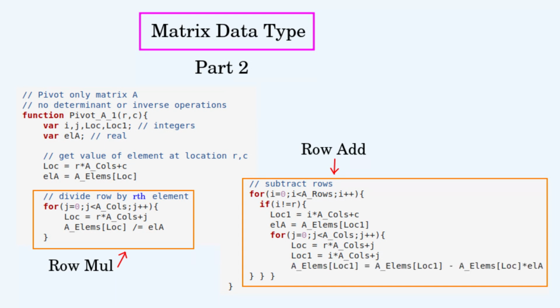And finally, we'll perform this numerical operation, which acts to subtract a multiple of this row from all the other rows in the matrix, one element at a time. The result being a matrix with the element at R, C being equal to 1, and all of the elements directly above and below it being equal to 0.